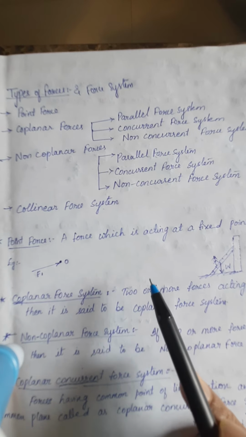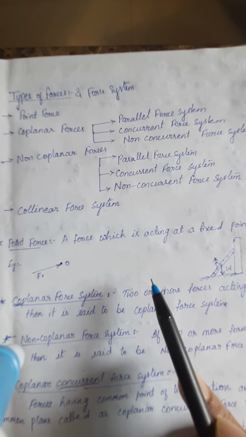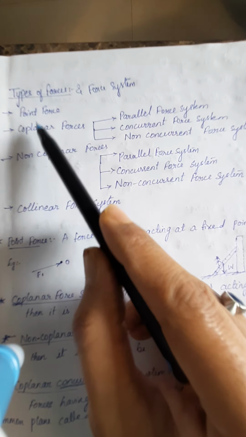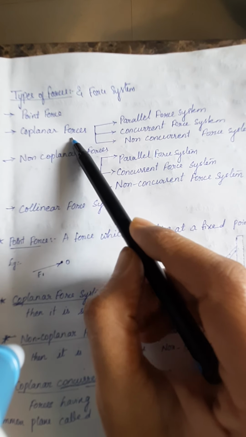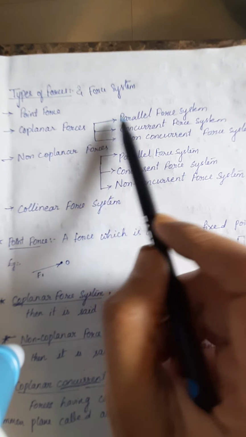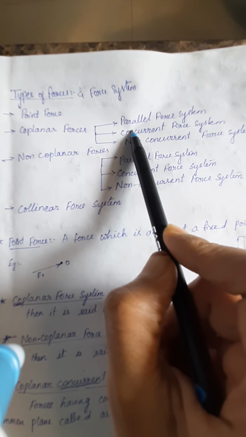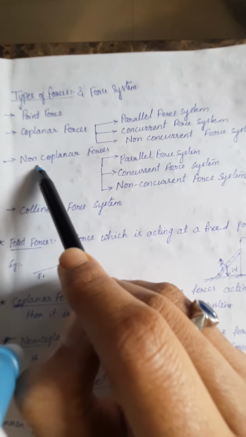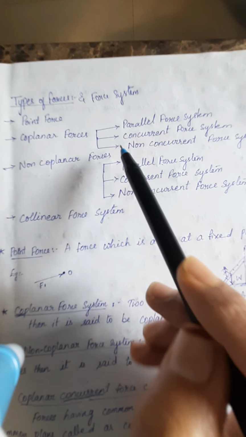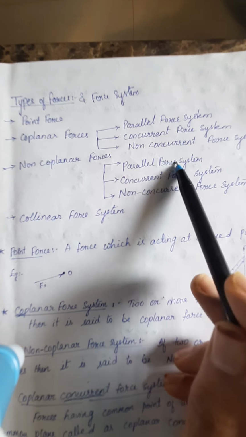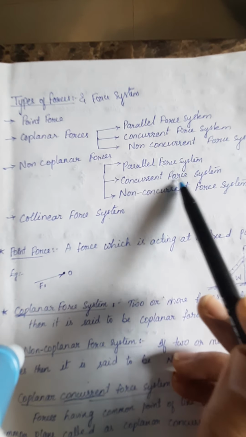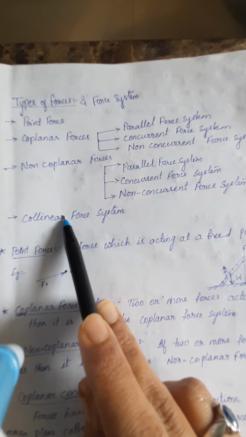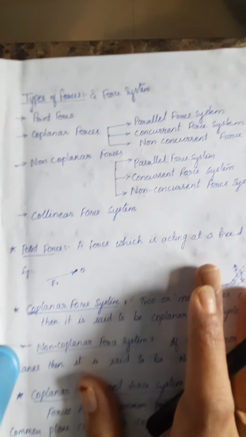Now let us discuss what are the different types of forces we have. Very first, we have point force, and then coplanar forces. In coplanar forces, we have parallel force system, concurrent force system, non-concurrent force system. Next we have non-coplanar forces. In this also we have parallel force system, concurrent force system, and non-concurrent force system. And the last one is collinear force system.